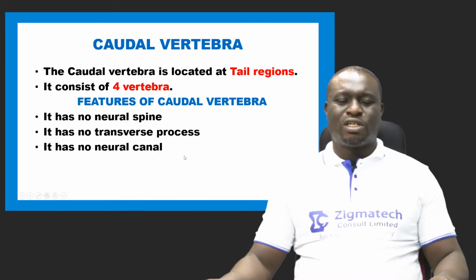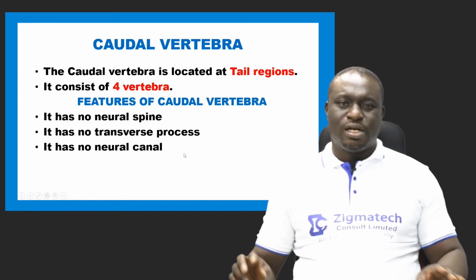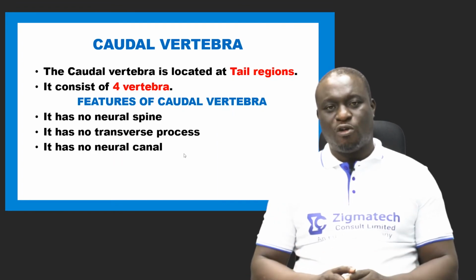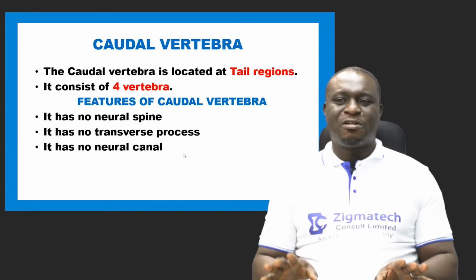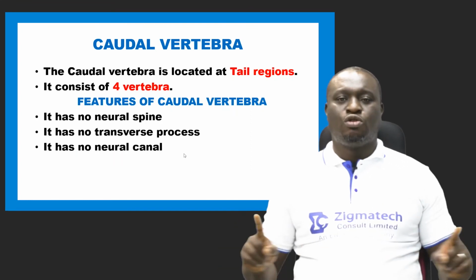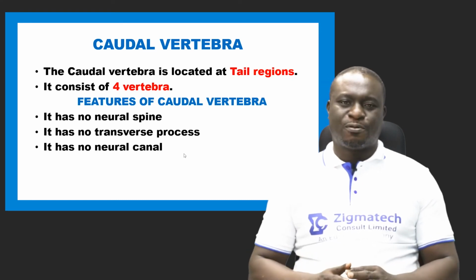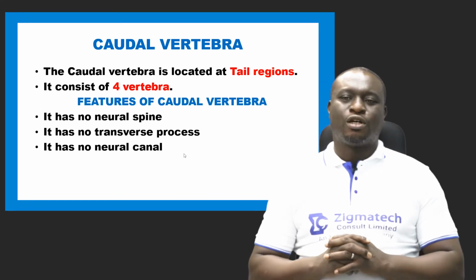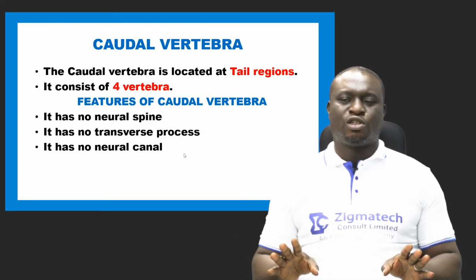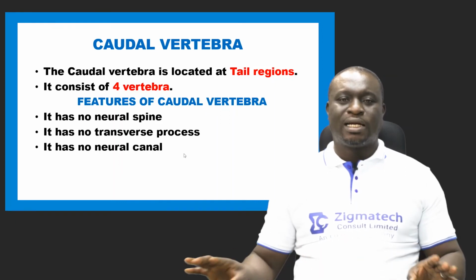That brings us to the caudal vertebrae. The caudal vertebrae is located at the tail region. Now, in man, it consists of 4 vertebrae. Now, what are the features of caudal vertebra? Number 1, it has no neural spine. Number 2, it has no transverse process. And number 3, it has no neural canal. Absence of neural spine, absence of transverse process, and also absence of neural canal.